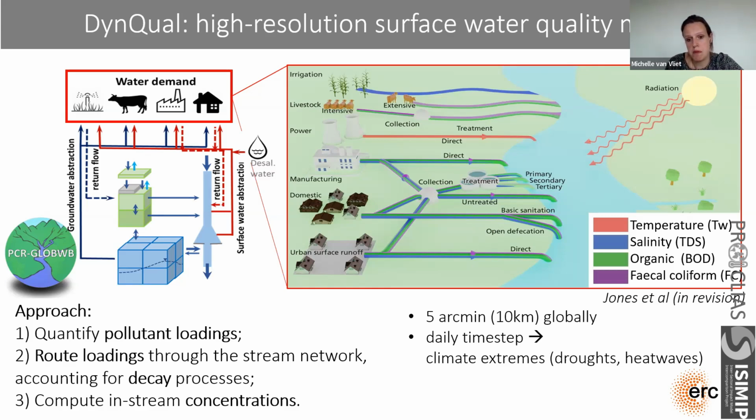In this implementation, we also started to work on simulations at the daily time step. That is with the aim that we are interested to explore not only the impacts of climate change, but also the impacts of climate extremes, such as droughts and heat waves, on surface water quality, and in the next step also on water-quality-induced water scarcity levels. And that's a focal point for 2 new projects, which will run in the coming 5 years.